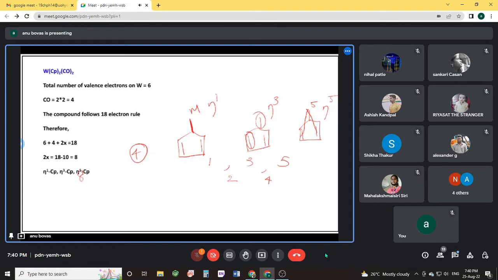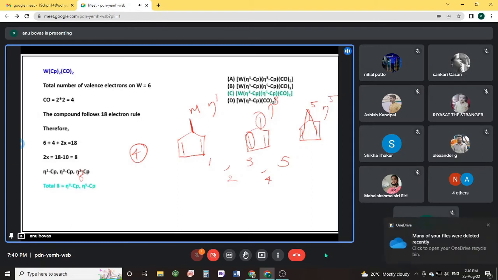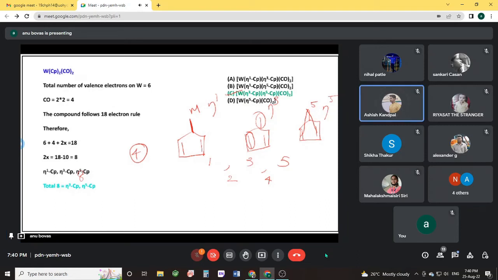Yeah, okay, correct. It will be eta 3 and eta 5. So the correct option is option C, tungsten eta 3 Cp, eta 5 Cp, (CO)2, where Cp exists in eta 3 and eta 5 hapticity. Is this clear?